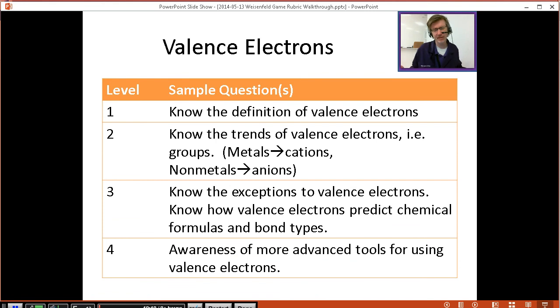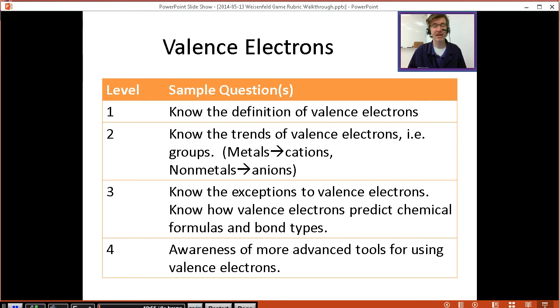Valence electrons, what's the definition? They're electrons on the outer shell. There are some trends in valence electrons. You have 1 valence electron in group 1. You have 7 valence electrons in group 7. That's some of the trends we're talking about. Metals tend to give up electrons, so they become cations. Nonmetals tend to take electrons, they become anions. There are some exceptions to valence electrons. The transition metals, you have to look those up, they're not as easy. And also there's helium, which has only 2 valence electrons.